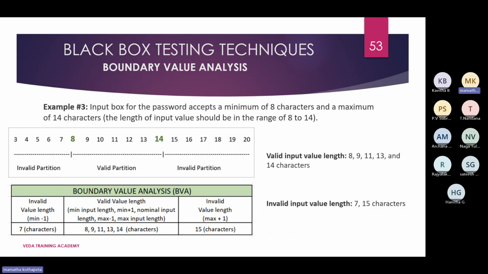Now you see, there is a partition line that we have created. Anything between this valid partition zone, all these values should be accepted. Anything falling in the invalid partition, those values should not be accepted. Now, both equivalence partition and boundary value analysis are the same in nature. You have divided the input into partitions. We have done both ways, right?